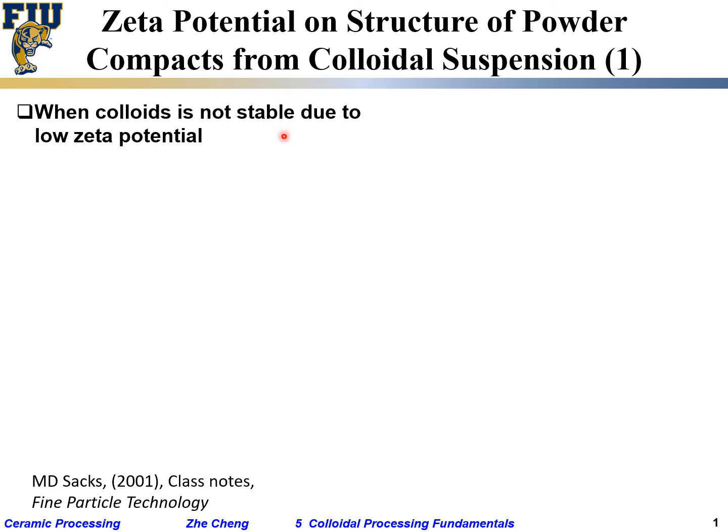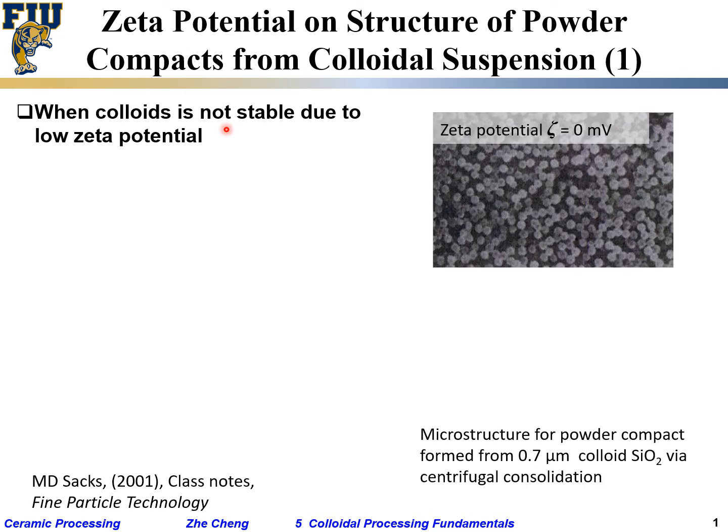When we say the zeta potential is low, the colloid is what? Not very stable. The potential is low, which means it does not have a lot of charge. It doesn't have high potential that overlap with each other to repel each other, which means they have a tendency to agglomerate. And what people observed is, okay, this is for a colloidal silica, and when the zeta potential is close to 0, and we get such a powder compact from just sedimentation.